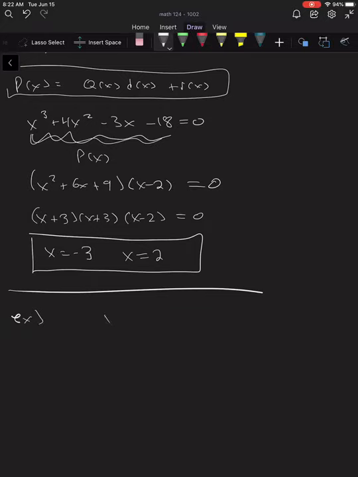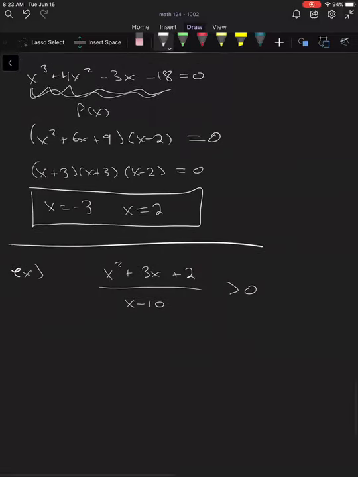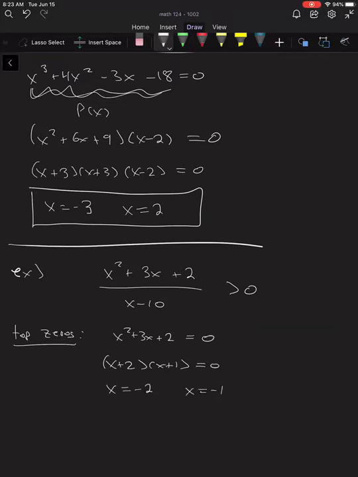So we want to solve x squared plus 3x plus 2 divided by x minus 10 is bigger than 0. So you remember for these problems, we need to find the top zeros and the bottom zeros. That was always the first step. So let's find the top zeros. So x squared plus 3x plus 2 is equal to 0. But this factors into x plus 2, x plus 1. That's equal to 0. So we get x is equal to minus 2 and x is equal to minus 1.